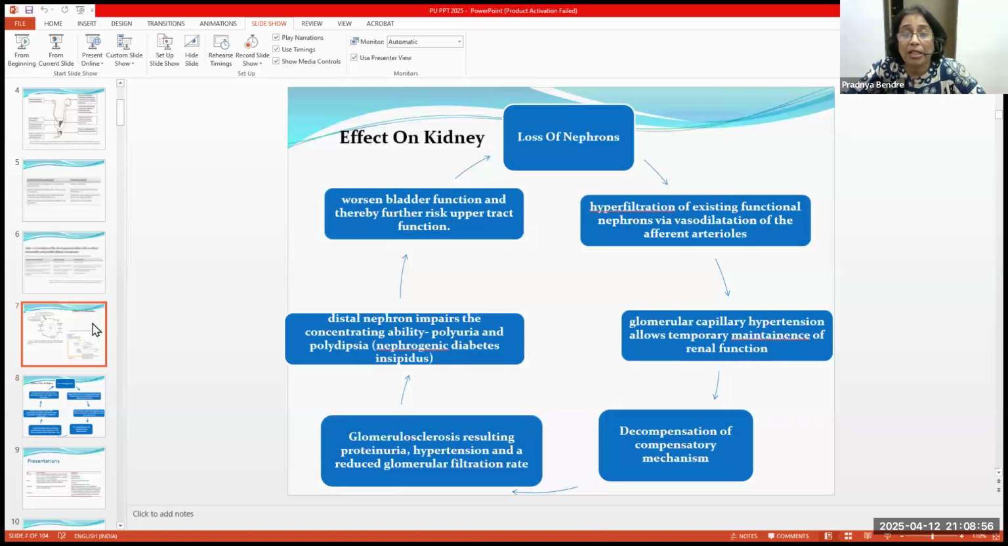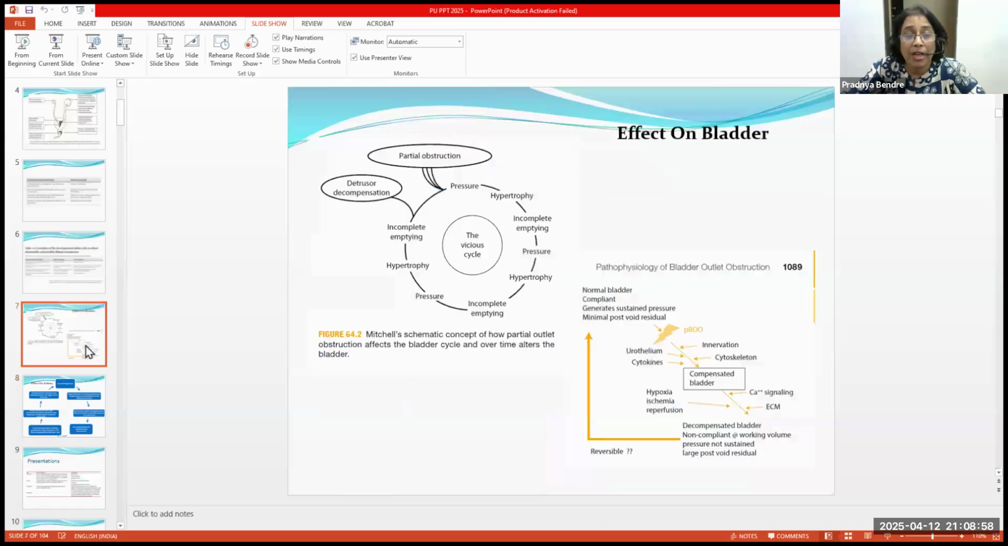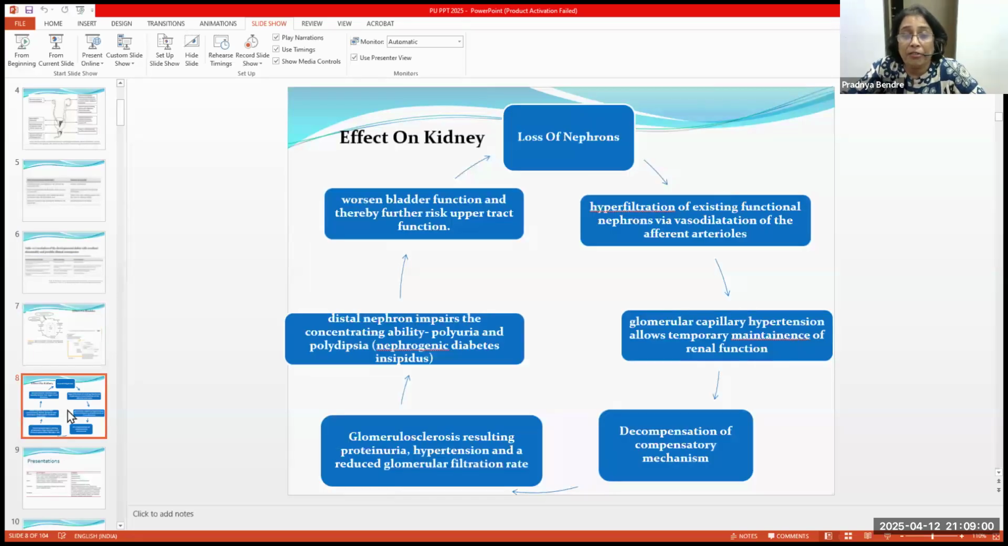Polyuria causes mechanical problems, and again the cycle goes on. So these two cycles, happening at the bladder level and at the kidney level, we need to break, but many times we are not able to break those cycles because it has gone to the stage of decompensation. The effects are irreversible, and as a clinician our job is to find out which cycle can be broken, at what stage we can break it, to halt the progression of the renal disease.